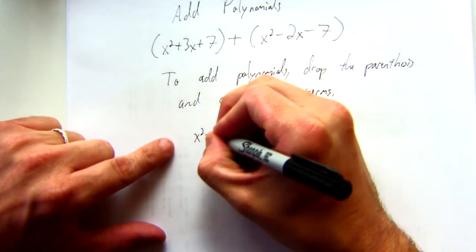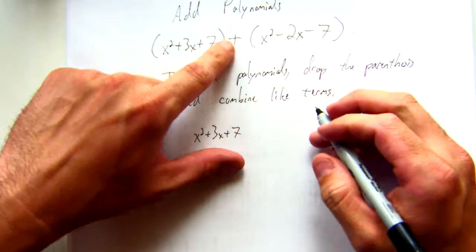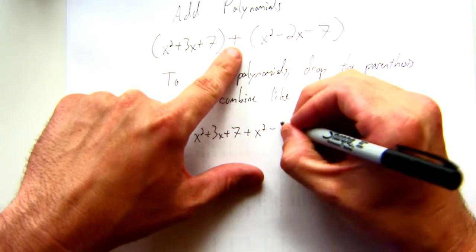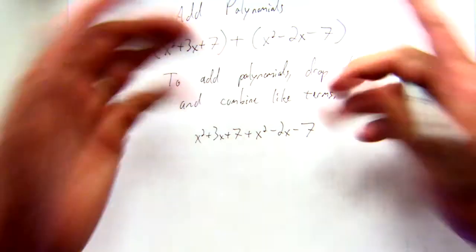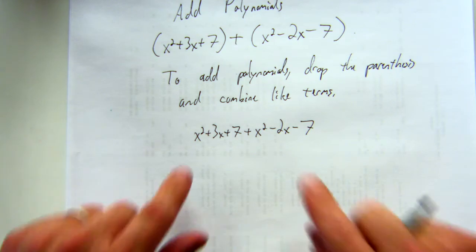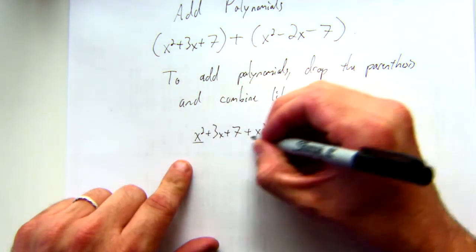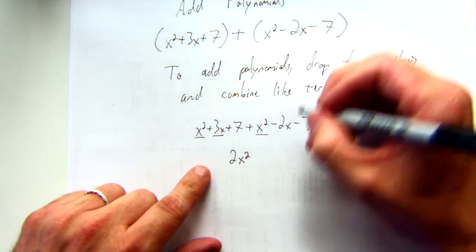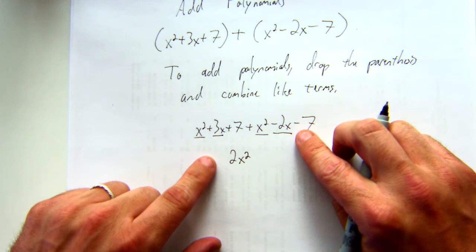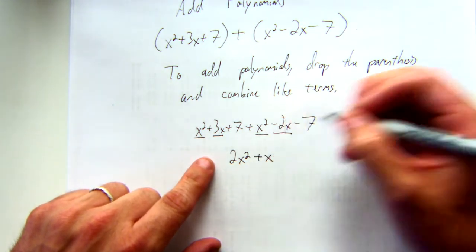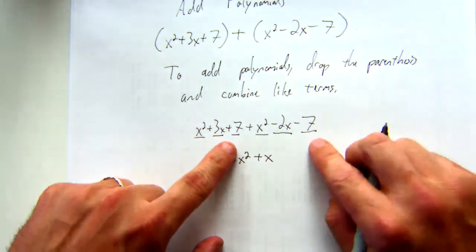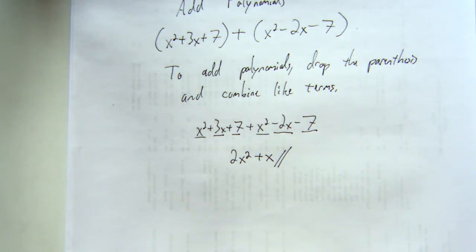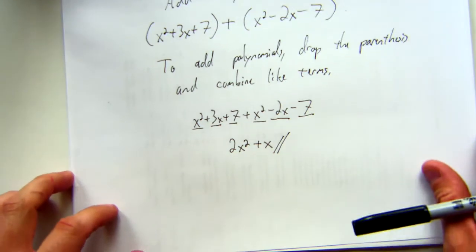So x squared plus 3x plus 7 plus an x squared. And notice here I've got a minus 2x and then a minus 7. So I just dropped the parentheses and wrote everything down. Combine your like terms. So x squared plus an x squared gives me 2x squared. A 3x minus a 2x, just an x. And then a 7 minus a 7, 0. So we're done. Easy enough.